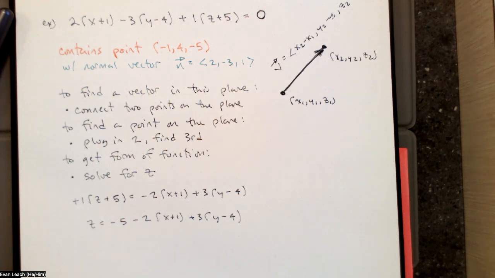Now it's easy to find points on this plane. Once we have 2 points on the plane, we can write vectors on the plane, and then we can confirm that 2, -3, 1 is normal to the plane. Any questions?